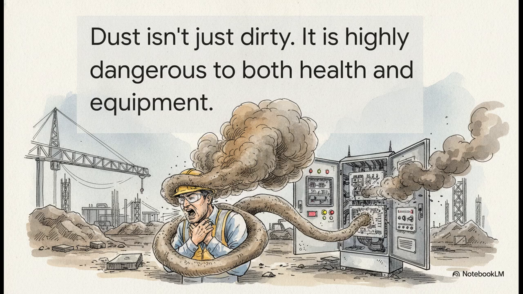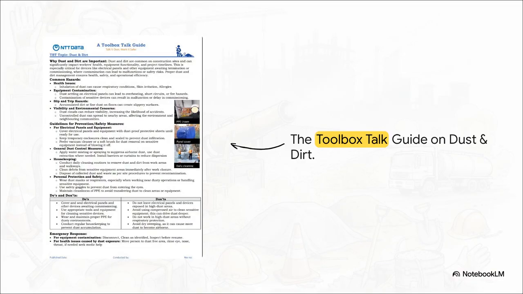Dust is basically an invisible enemy that actively sabotages both the human body and multi-million-dollar equipment. When you see dust, you shouldn't just see a mess that needs sweeping up. You need to see a hazard that can literally compromise an entire project timeline and put your whole team in harm's way. To get a handle on this, we're breaking down this specific toolbox talk guide to understand exactly how dust threatens operational efficiency, and more importantly, what we can do to stop it.